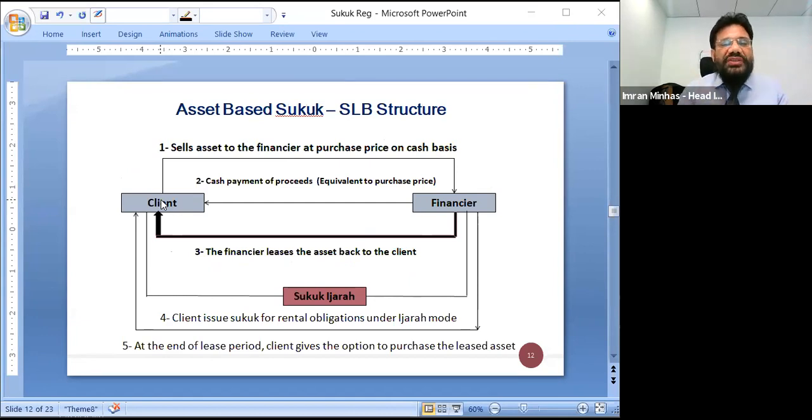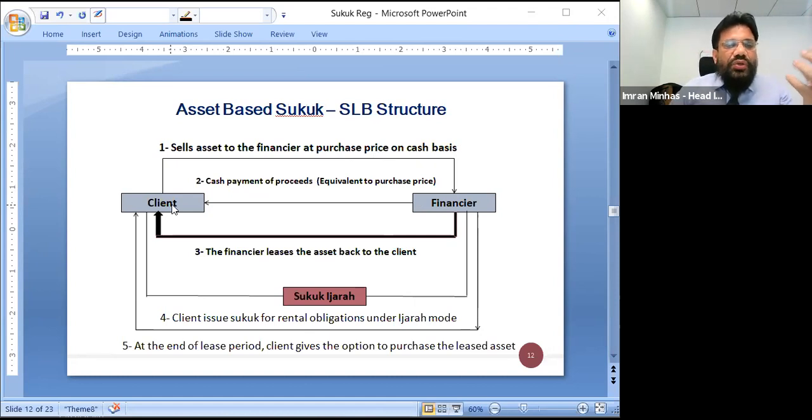to generate cash flows, he is short of liquidity, the client sells the asset to the financer at the purchase price on a cash basis, right? The financer makes the payment, cash proceeds equivalent to the purchase price agreed for the asset, and then it's basically a sale and leaseback structure.